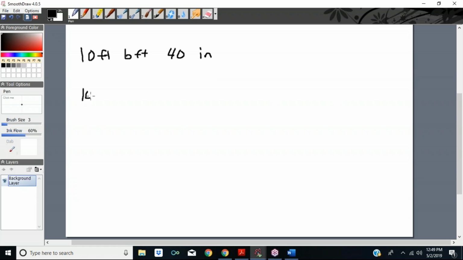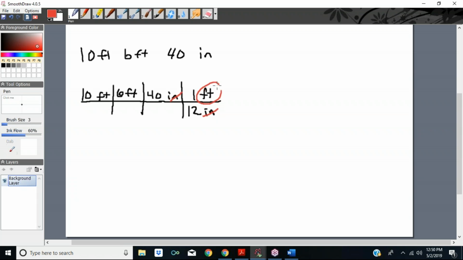So what we should do is do 10 feet and use this factor label method times 6 feet times 40 inches, and then put our conversion in line, 12 inches in 1 foot. And you can see that we're going to have the inches cancel out, and we have feet, feet, feet. So we have cubic feet, which is what's asked for.